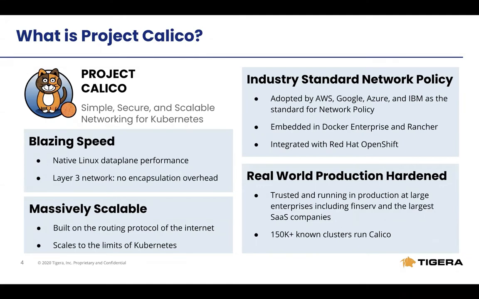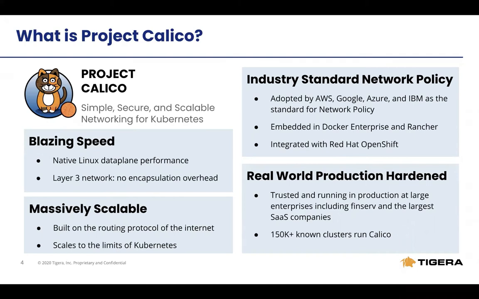It is uniquely simple architecturally so that it can actually scale. The second factor here is around how massively scalable you can run your workloads with Calico. Because it's built onto the routing protocol of the internet, that is BGP, you can scale the number of nodes and the number of pods basically up to the Kubernetes scale numbers.